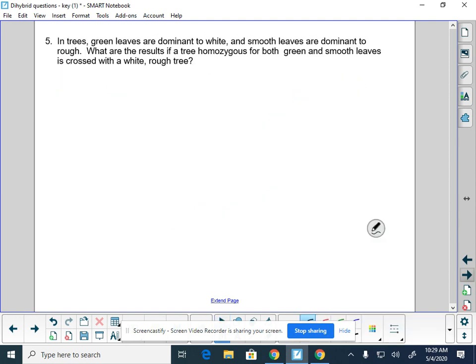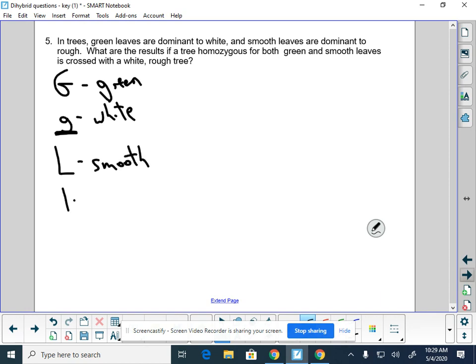Trees. Green leaves. Whoops, that got messy fast, sorry. Green leaves are dominant to white. Don't make the mistake. Make sure that this stays as the same letter but lowercase. Smooth leaves, I don't like S's, so I'm going to go with an L for smooth and a lowercase l for rough.